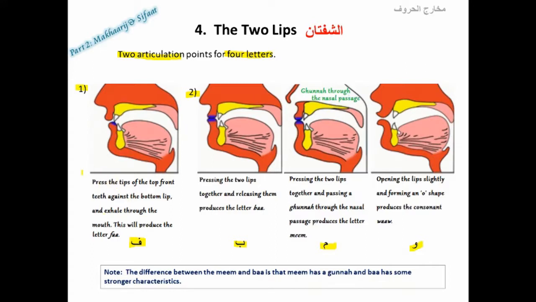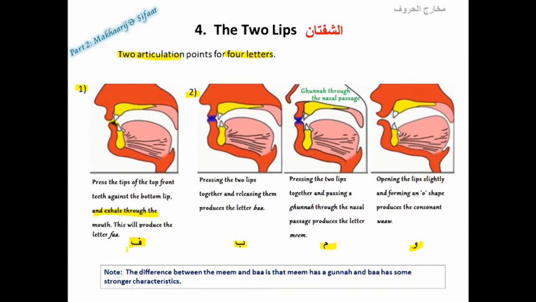Fa, the first one, the first articulation point for fa. If you see here the diagram, the blue area represents where the teeth touch the inner wet part of the lip. So the 2 top incisors will touch the inner wet part of the lip, and we say fa. Press the tips of the top front teeth against the bottom lip and exhale through the mouth, and this will produce the fa.